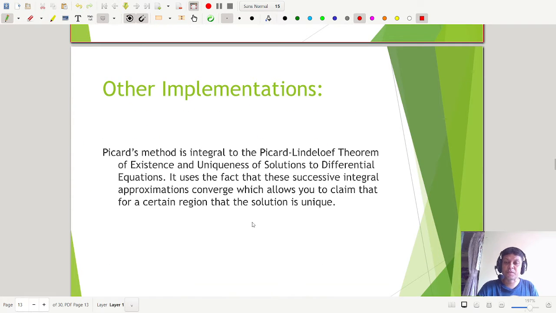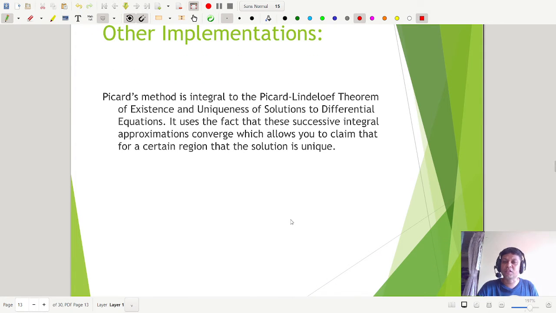So Picard's method is integral to the Picard-Lindelof theorem of existence and uniqueness of solution to differential equations. It uses the fact that these successive integral approximations converge, which allows you to claim that for a certain region the solution is unique. So this is about your Picard's method.